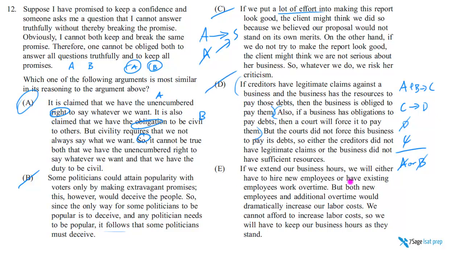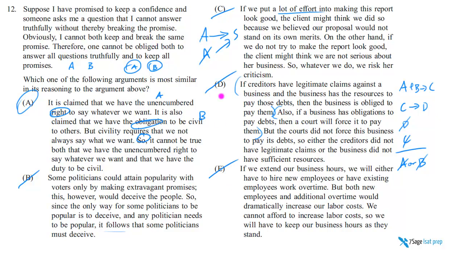E says if we extend our business hours, we'll either have to hire new employees or have existing employees work overtime. So if we decide to become a 24-hour store, then we either have to hire new people or have our existing people work overtime. But both new employees and additional overtime would increase our labor costs. Sure, yeah, we have to pay new employees or pay people overtime. We cannot afford to increase labor costs, so we have to keep them as they are. Sounds like sound business advice, but it just doesn't match.